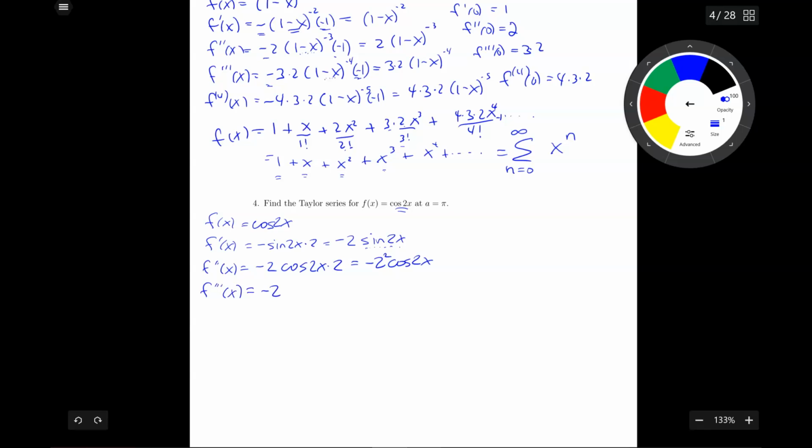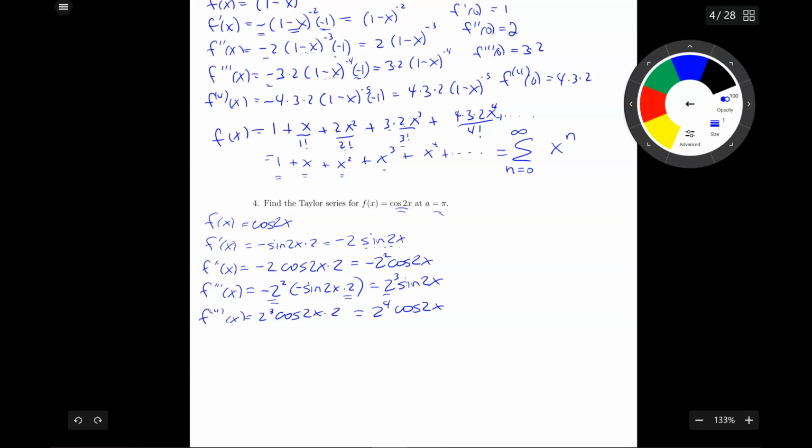Third derivative, carry along the negative 2 squared. Derivative gives me negative sine of 2x times another 2. So it's turning into a positive 2 cubed sine of 2x. One more. So carry along the 2 cubed. Take the derivative of sine. I get cosine of 2x times a 2. So 2 to the 4th cosine of 2x.